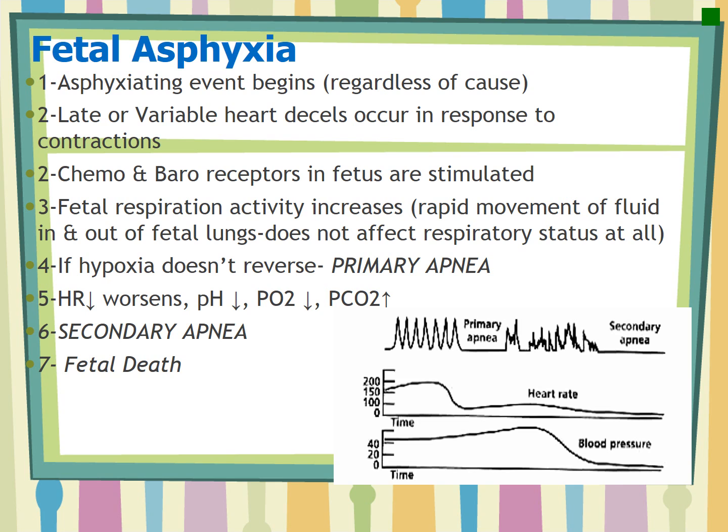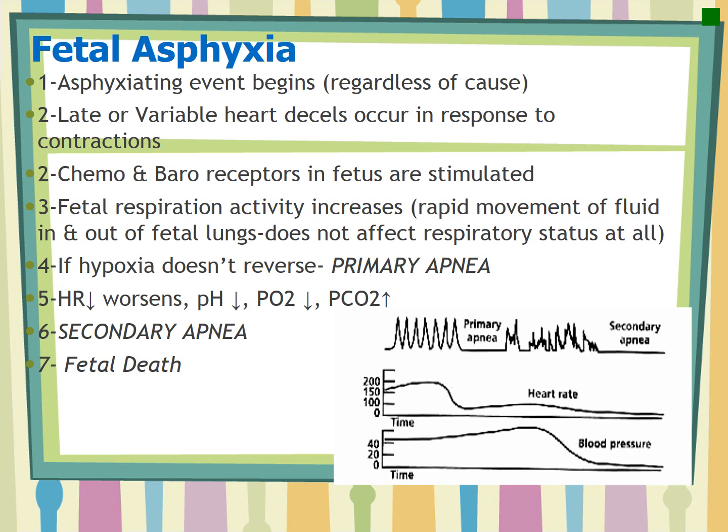However, we don't typically know this is happening. So at this point, the baby actually stops respiratory activity, and that stopping of respiratory activity is called primary apnea. If it continues, the heart rate will continue to drop, the pH will drop, the PO2 will drop, and the PaCO2 will climb. If we still have not intervened, the baby will then go into what's called secondary apnea. Beyond secondary apnea, if we have not intervened and resumed effective respirations, it will result in fetal death.